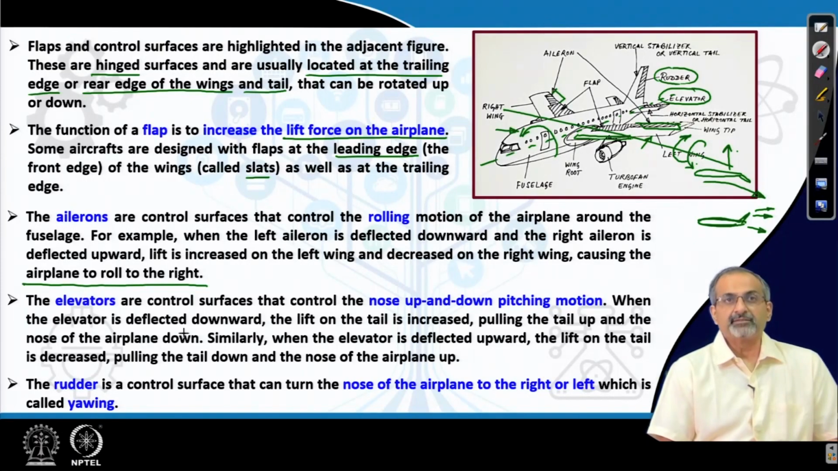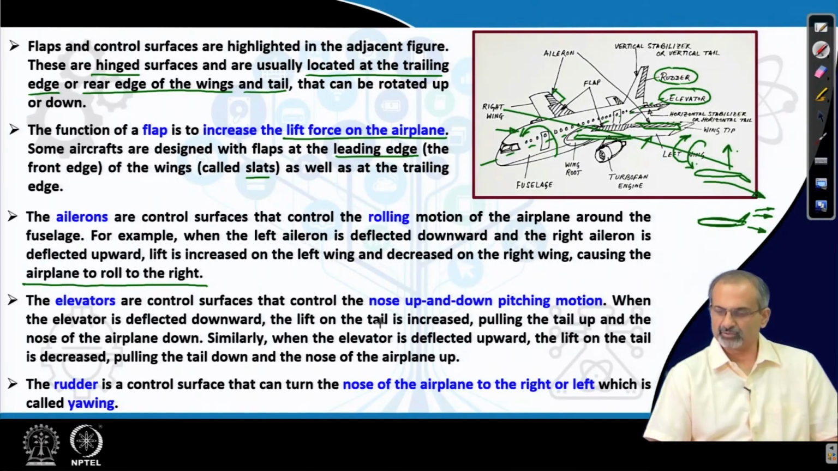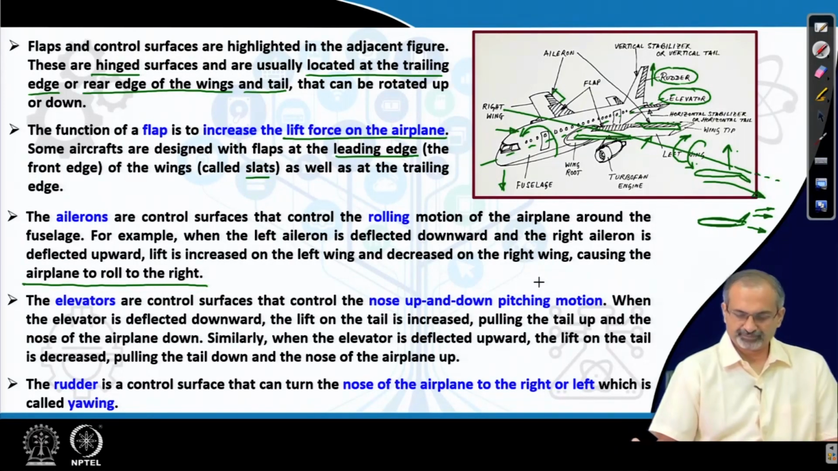When the elevator is deflected downward, the lift on the tail is increased, pulling the tail up and the nose of the airplane down. So, the nose would go down, the tail would move up. So, the aircraft will tilt about this axis with a nose down.